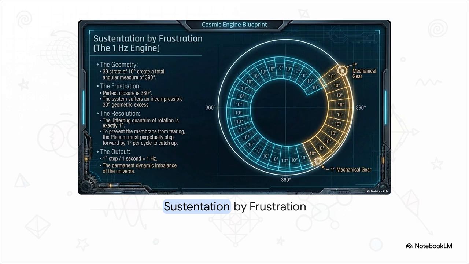So what does the system do with this permanent dynamic imbalance? It actively utilizes this precise geometric frustration to survive. Without this 30-degree excess forcing continuous movement, the universe would instantly freeze into terminal heat death. Instead, this frustration generates the perpetual standing wave, a literal 1 Hertz fundamental heartbeat. This provides the crucial active mechanism that traps traveling waves, stabilizes tangible matter, and prevents the universal membrane from tearing under its own internal stress.